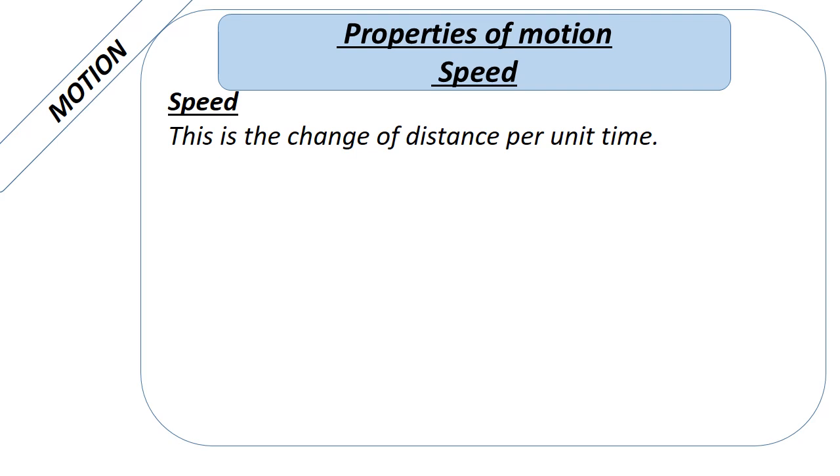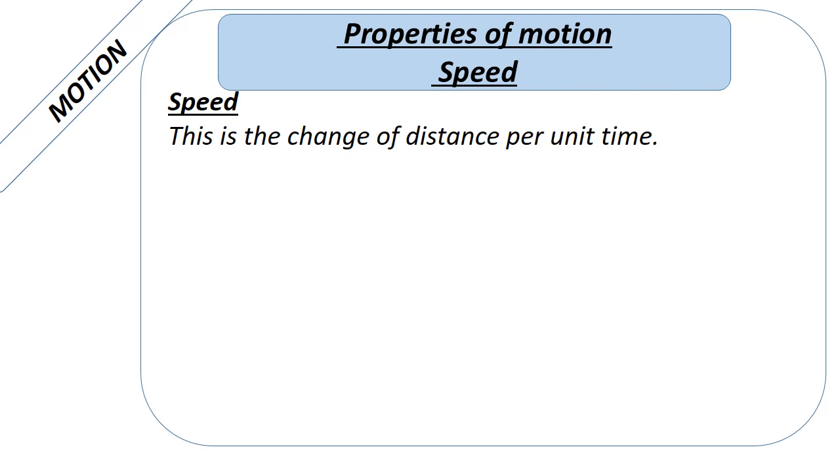Let's say we have two objects that are moving. In 1 second, one has covered 5 meters, and the other one has covered 1 meter. So which one is fast? The one that has covered a lot of distance in a shorter time. Hope you can visualize what I'm saying, but I'll give you a demonstration, don't worry.